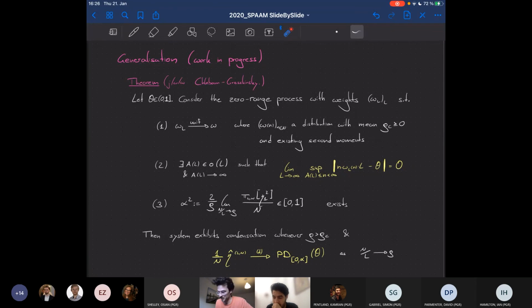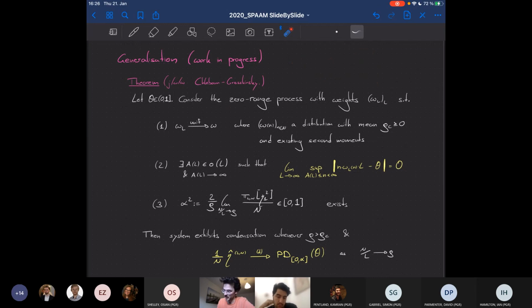A generalization of what I just mentioned is work in progress together with Paul and Stefan. As I just said, our weights in the above case look something like this, and this should only matter on a macroscopic scale to see a Poisson-Dirichlet distribution on the macroscopic scale.